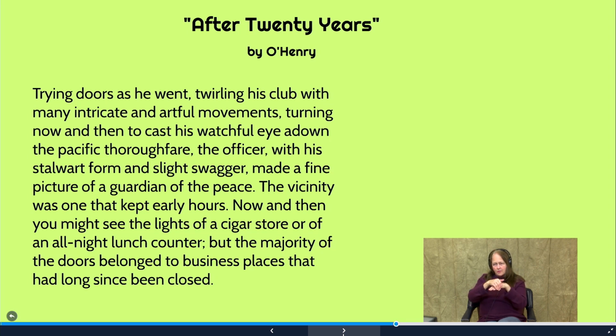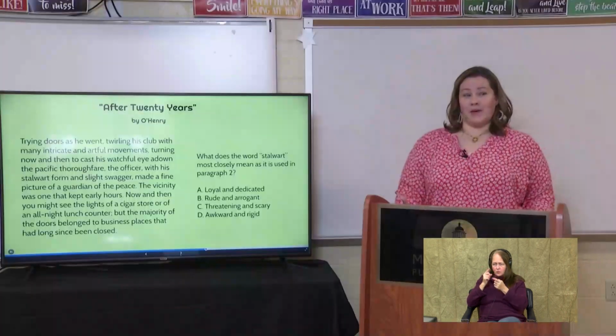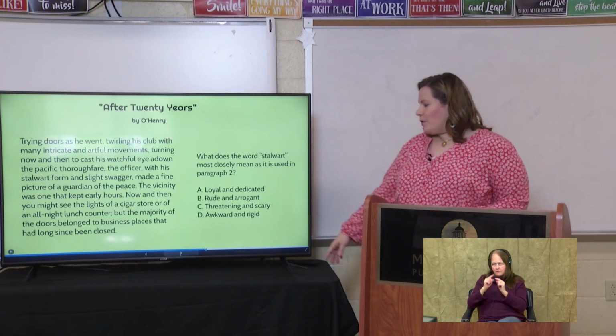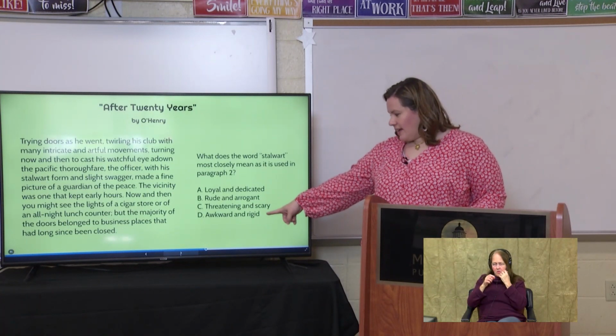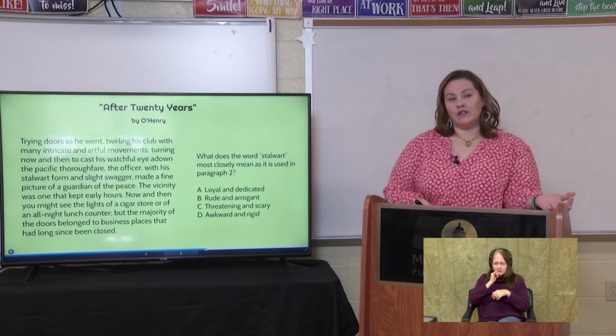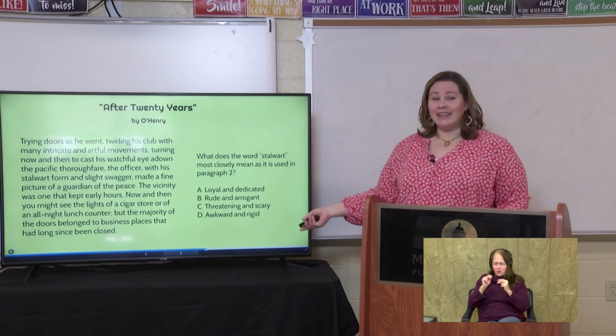Now, as we were reading that, you might have come across one word that you might not know, and it does have to do with stalwart. So, if we look at the question, it says, what word stalwart most closely means as it is used in paragraph 2. So let's think about this, because you need to use process of elimination when you're looking at questions like this. So for example, let's start here with D, awkward and rigid. Does it say anything that this police officer was tripping over something, that he wasn't pleasant to be around? The answer is no, then we can eliminate that.